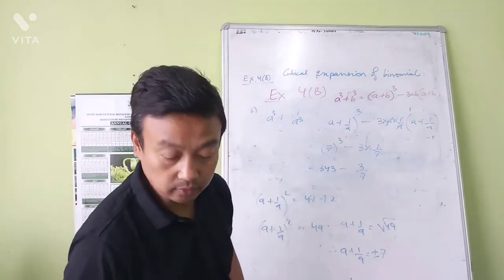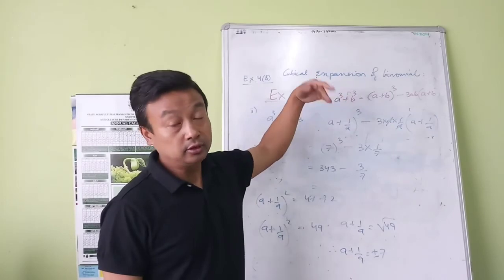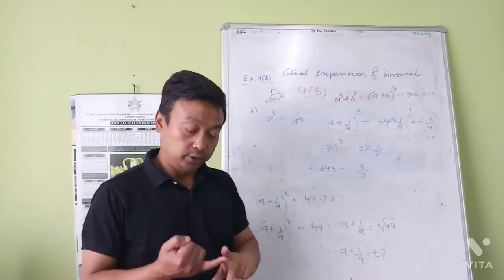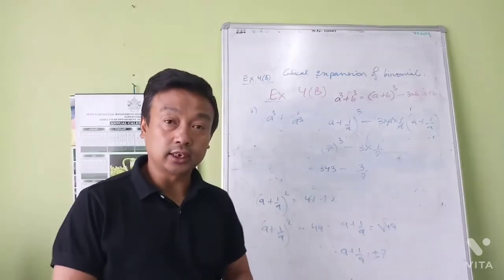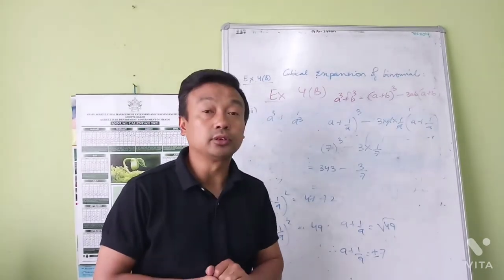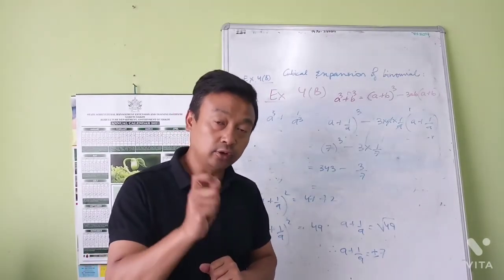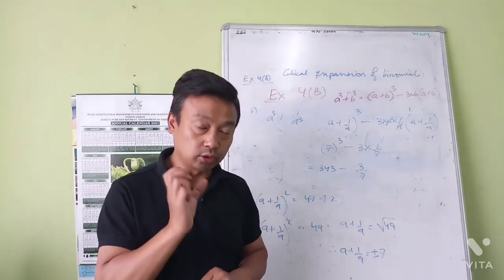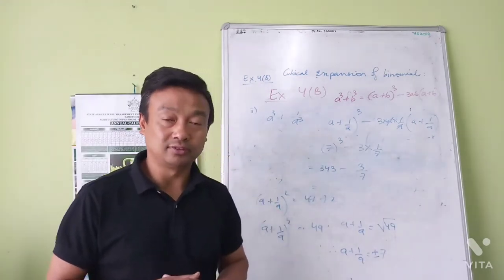Okay. So what we have done here is we started the cubical expansion of a plus b and a minus b. In that we derived the formulas and also we started exercise 4b. Now your home assignment will be please do up to question number 3, exercise 4b, page number 60, and you have to go on writing this in your exercise copy, classwork copy, which will be checked once the school reopens. Thank you very much.